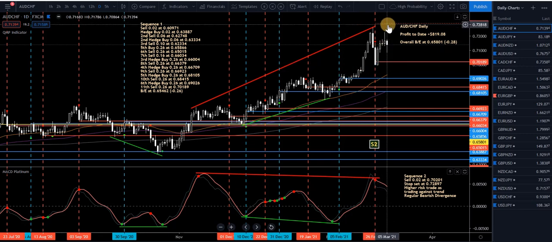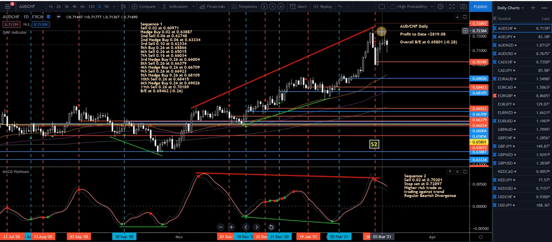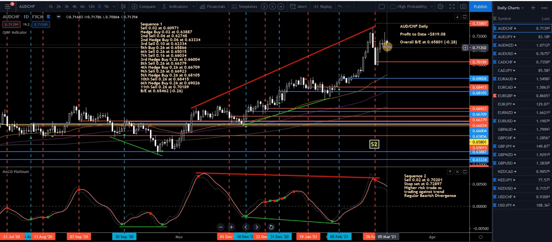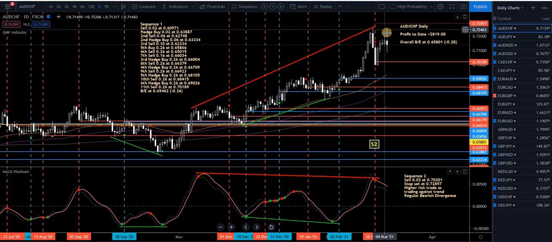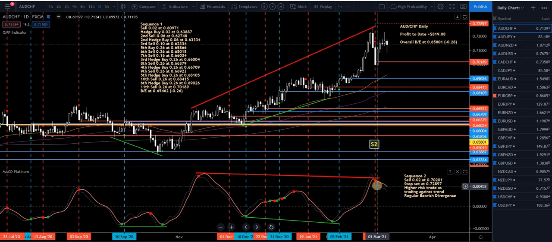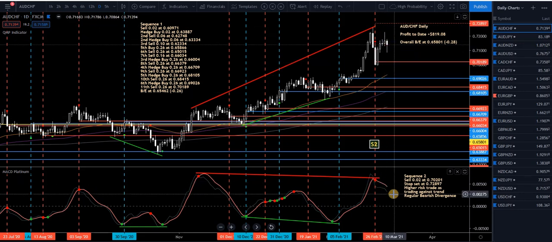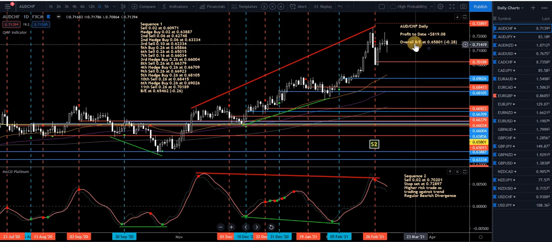So we'll look at this sell, stop in place is this red dotted line. So it's starting to roll over. We haven't got close to the stop. We're starting to roll over, so we're starting to head in the right direction. MACD Platinum starting to roll over, which is good.